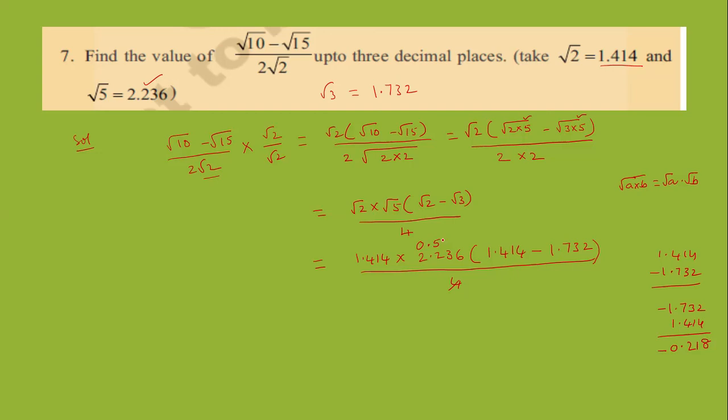4 5s are 20, 4 5s are 20, 4 9s are 36. So finally you write 1.414 into 0.559 into what is the value of the terms in the brackets. Already we subtracted that, it is minus 0.218. So you multiply these three and find the value up to 3 decimal places.